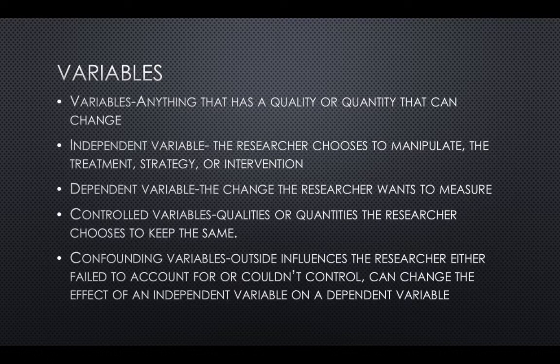Confounding variables are outside influences the researcher either failed to account for or couldn't control. Confounding variables change the effect of an independent variable on a dependent variable, and they can ruin your results. Confounding variables will become very important when you are trying to generalize results to other populations.